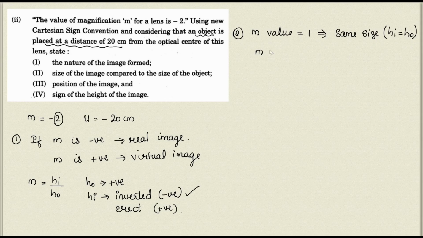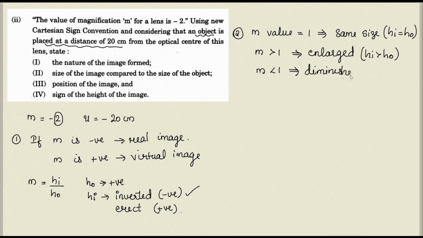If the magnification value is greater than 1, means if it is 2, 3, 2.5, 3.5 like that, we can say that it would be an enlarged image. Why? Because there numerator will be greater than denominator. Height of image will be greater than height of the object. If magnification value is less than 1, we can say that it will be a diminished image. There the numerator is less than denominator, height of image is less than height of object. So the value decides the size, not the sign. Don't consider the sign. Sign only says whether it is real or virtual. The value decides the size.